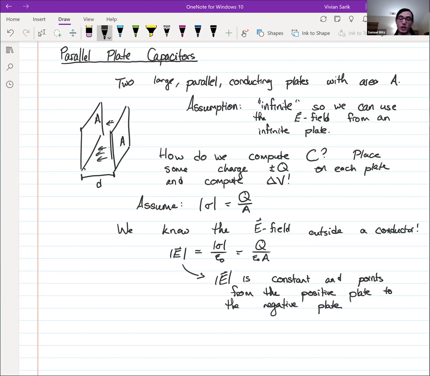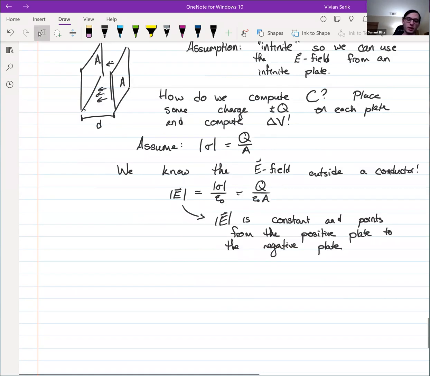Okay, we know the direction, we know the magnitude, so we can actually do a line integral now. We want to do a line integral in the direction of the electric field, but the electric field just points from one plate to the other plate in a straight shot. So the potential difference between those two plates, i.e. from the positive to the negative plate, is the integral of E dot dl. Well, the electric field points in the direction that we want to go, which is straight from one plate to the other plate.